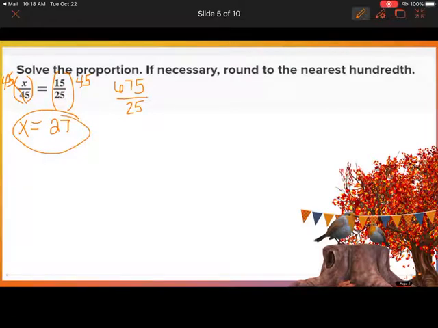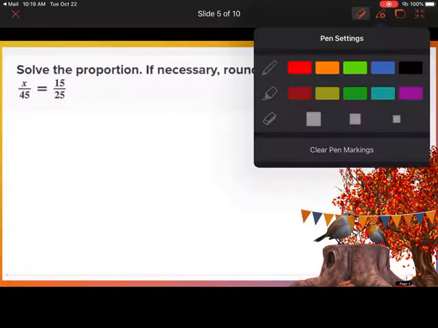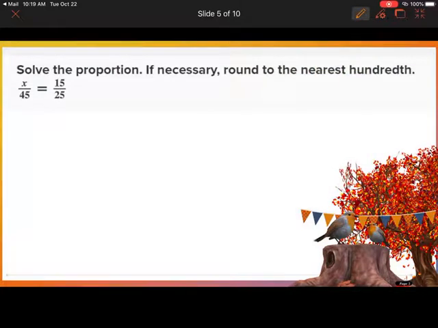So 675 divided by 25 is 27. So x equals 27. We're going to erase this, so make sure you pause and get it down. The other way I can do this is cross multiply and divide. So I'm going to multiply across and divide by what's left. So I have 45 times 15 is 675 divided by 25, which is 27. So exact same answer.